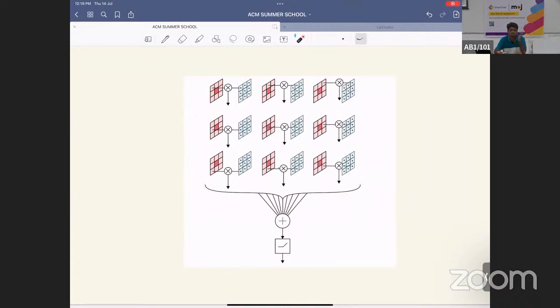An inner product has 9 multiplications for a 3 cross 3 neighborhood of the image with a 3 cross 3 filter. There is a multiplication between this pixel and this weight, and this pixel and this weight, and so on. So 9 multiplications happen, and all of them are summed up and passed through a nonlinearity. This is one inner product, and one inner product will give me one output.